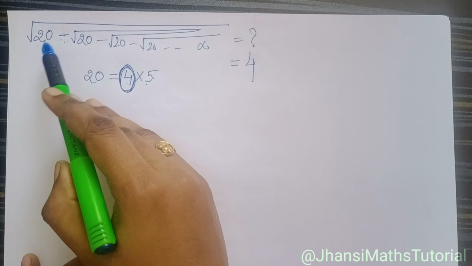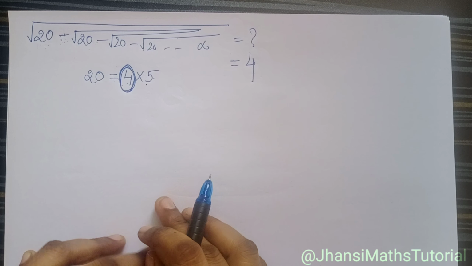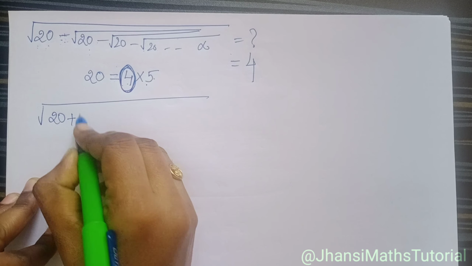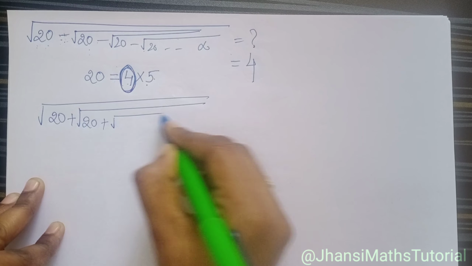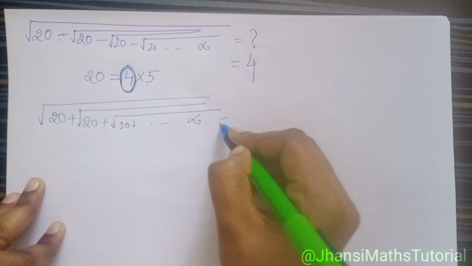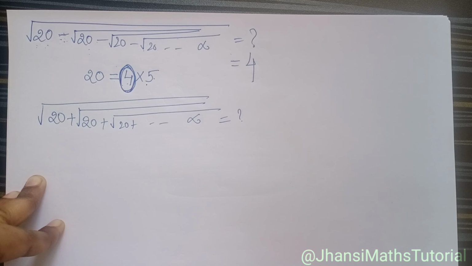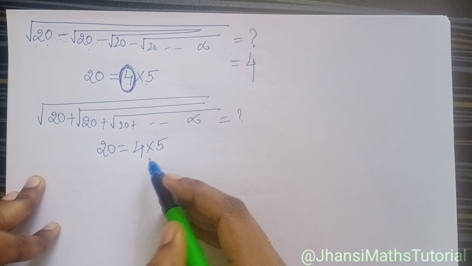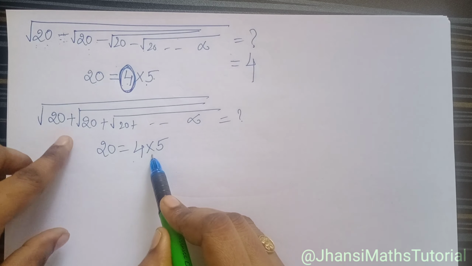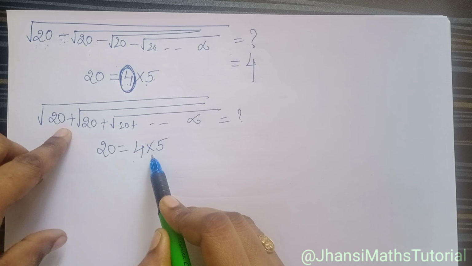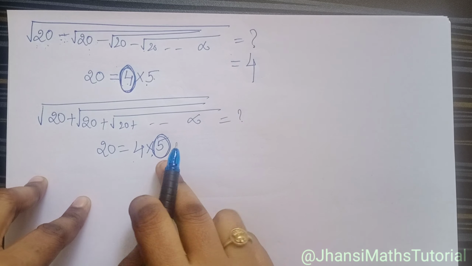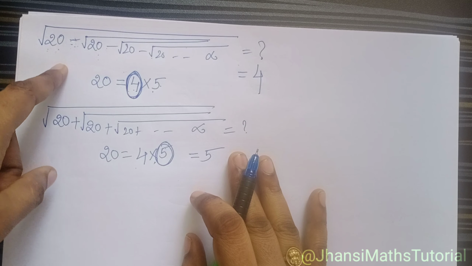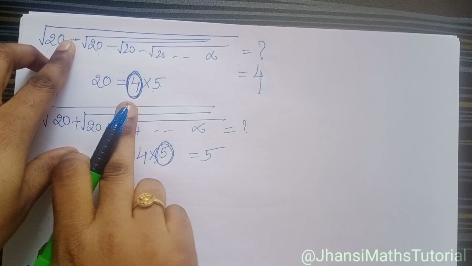For this question, if it contains plus as a sign, what happens? Root of 20 plus root of 20 plus root of 20 plus so on to infinity. What will be the answer? Just now we solved for 6. Same first step, writing the given number in the form of the product of its adjacent numbers. If the sign is positive, that means if the sign is plus, the answer will be the highest number. So for this question, the answer will be 5. And if you look at this question, the sign is negative. That's why the answer is the least number, 4.